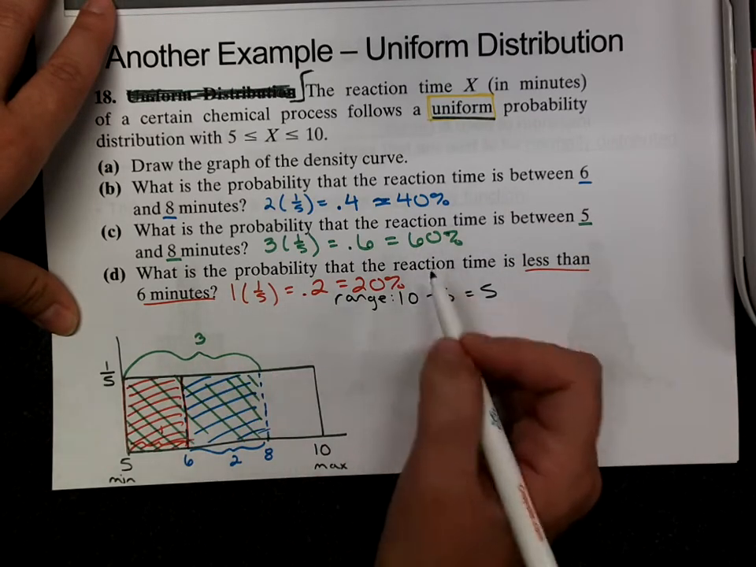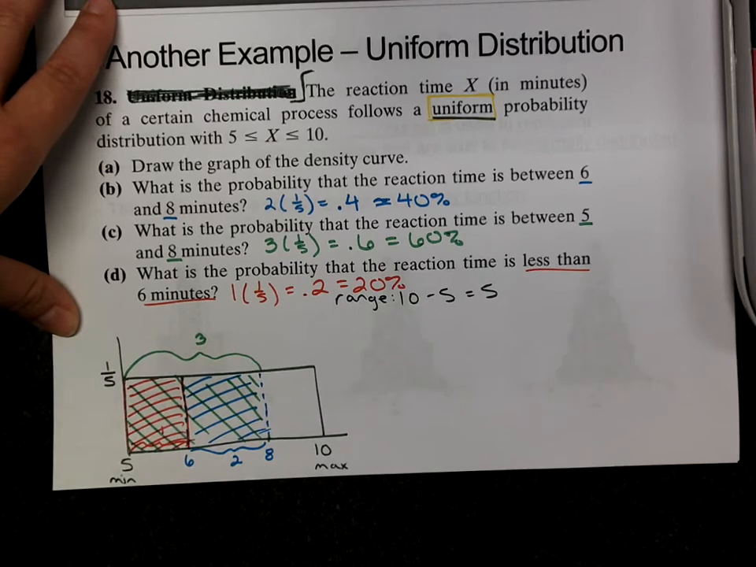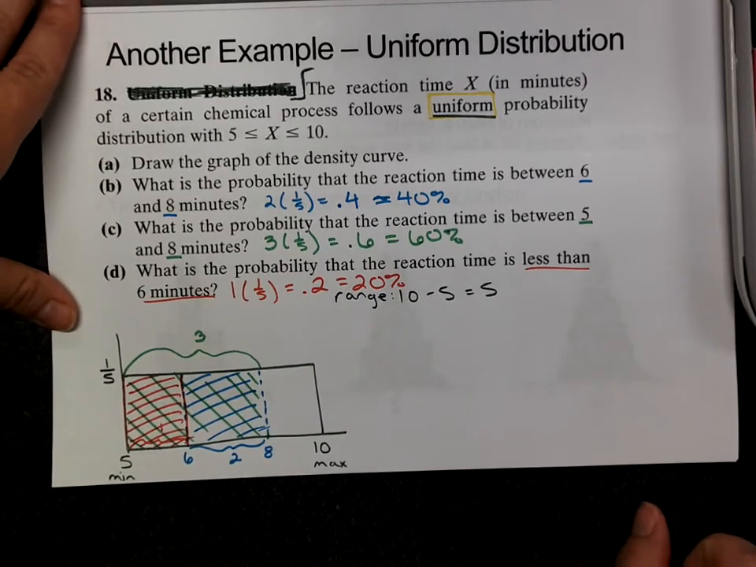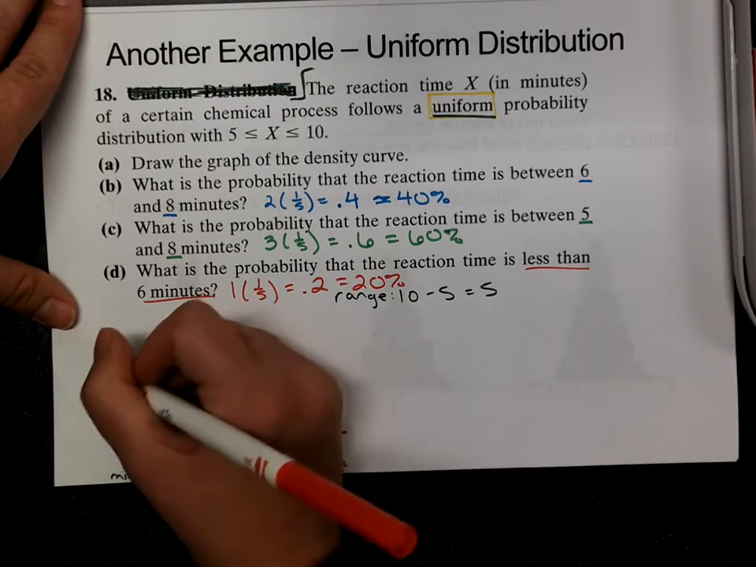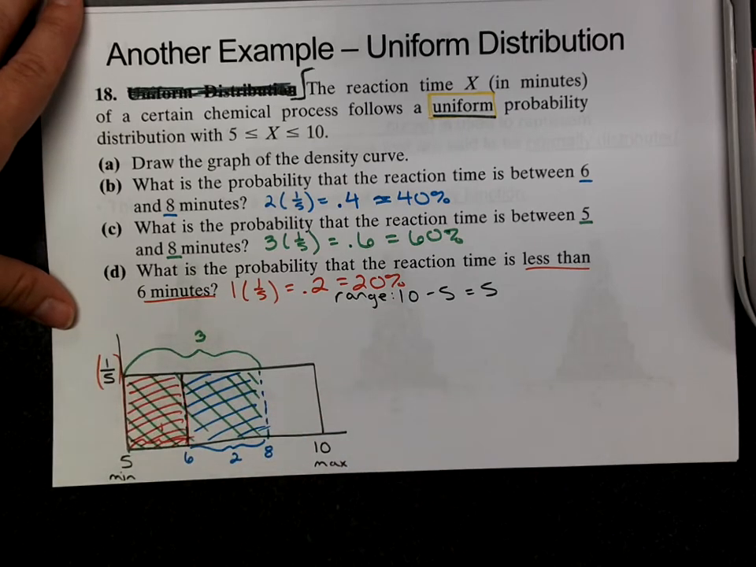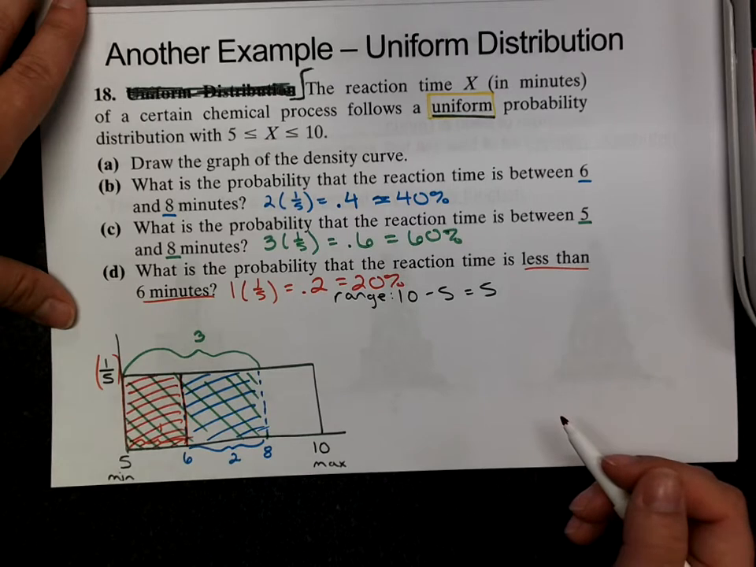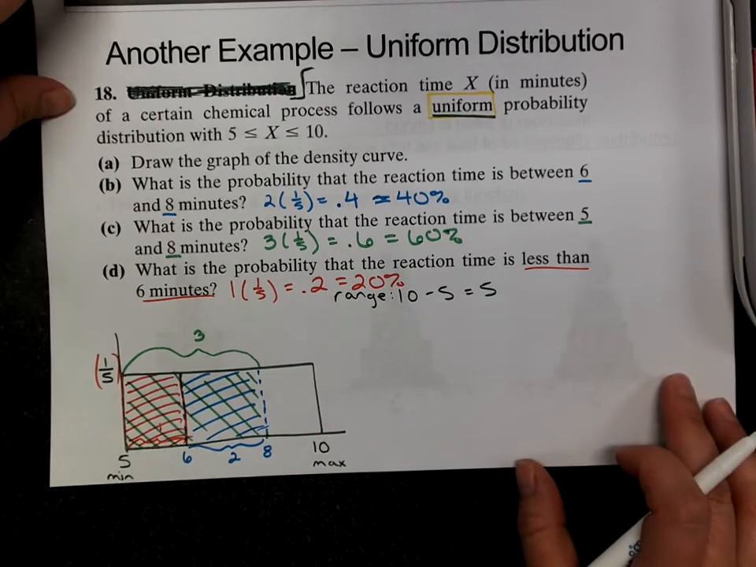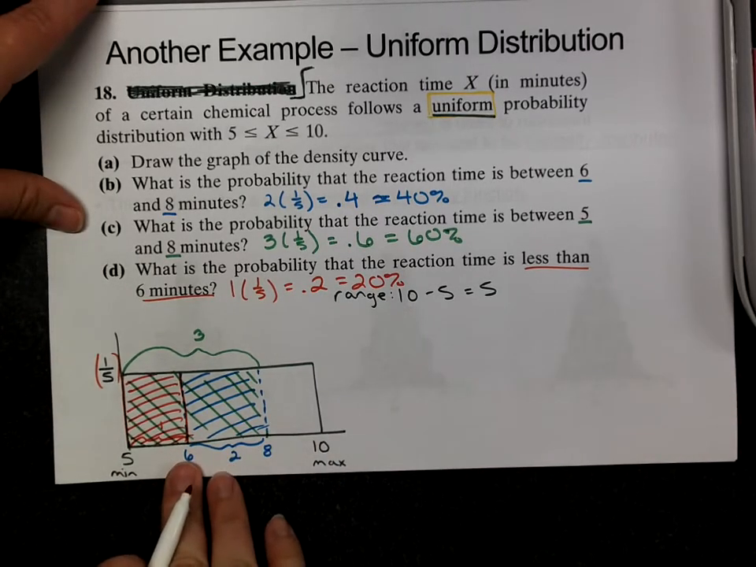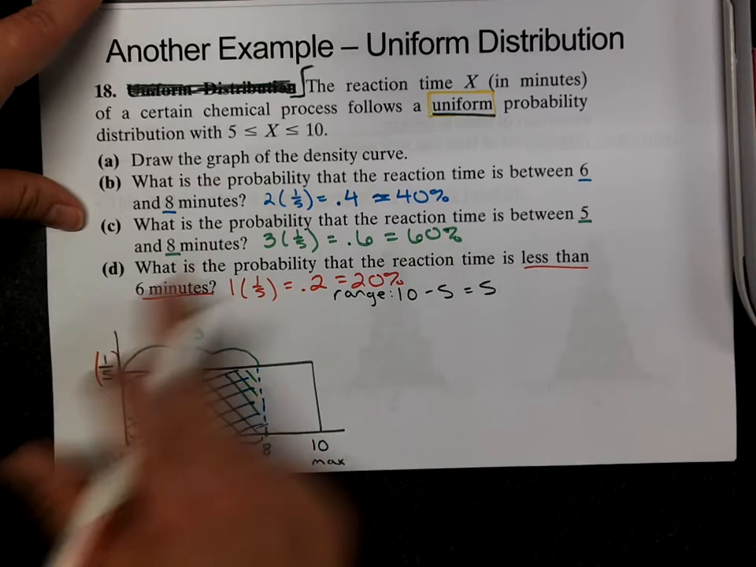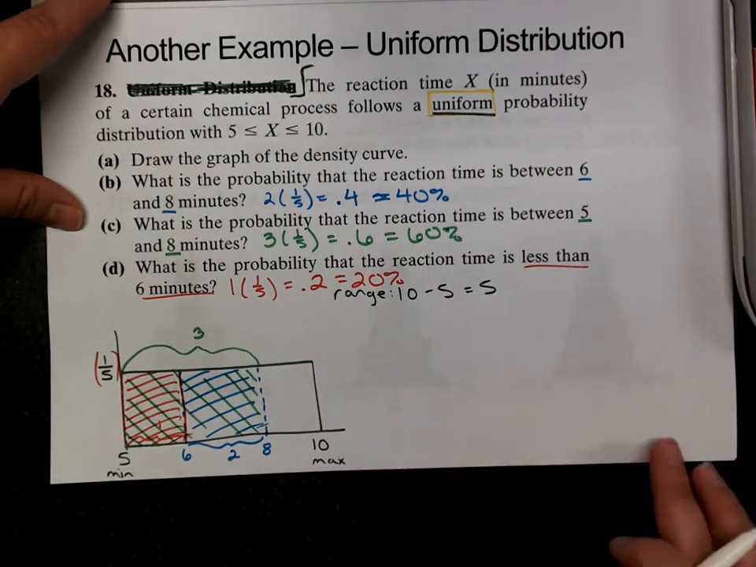That won't always be the case, so just always draw it in and shade it so that you know what you're looking at. And you just need the width, and then the height will always be the same for every single problem regarding the same scenario. So that is how we work out uniform distributions. If you can draw the picture and label the height correctly, the question should be relatively easy to answer.